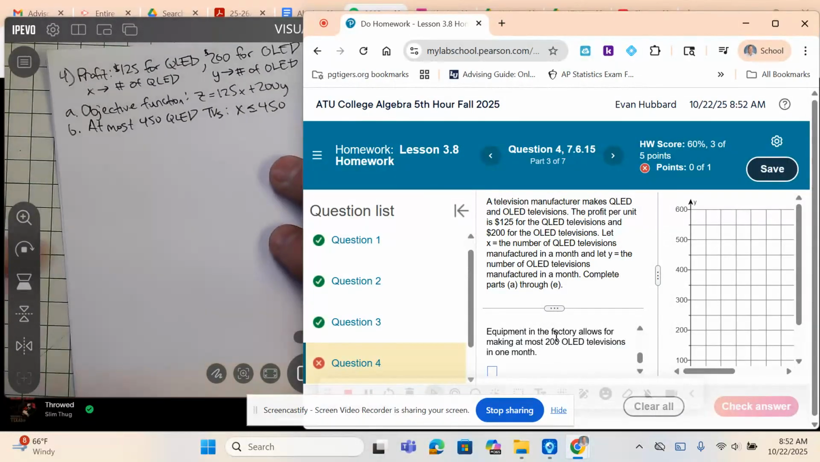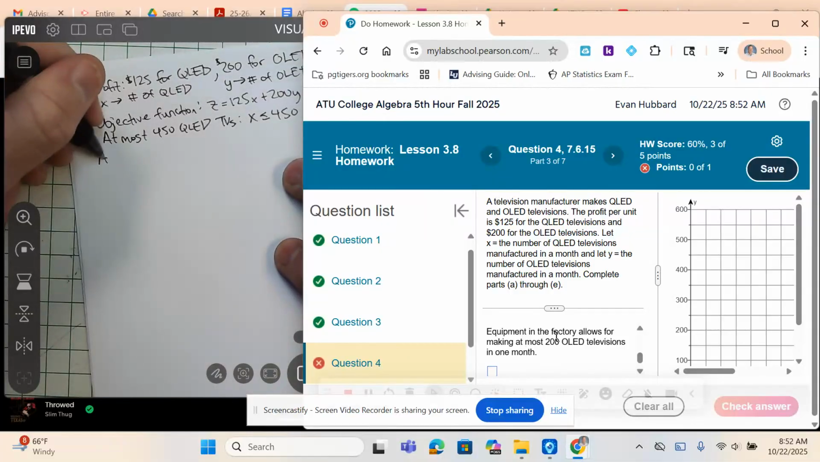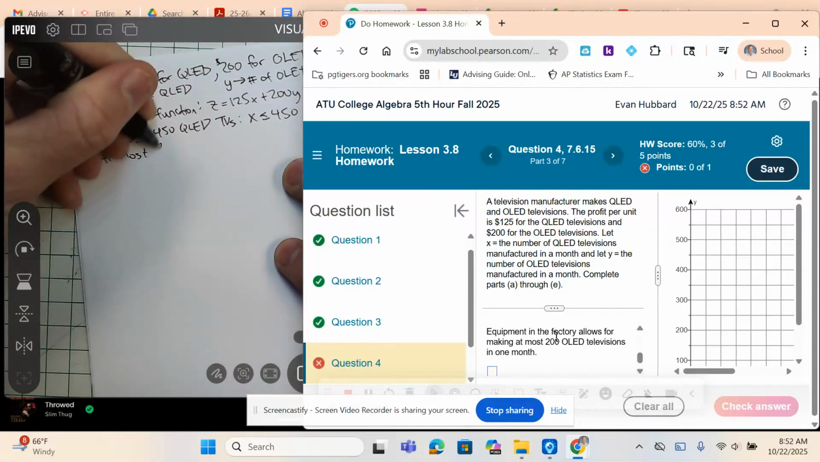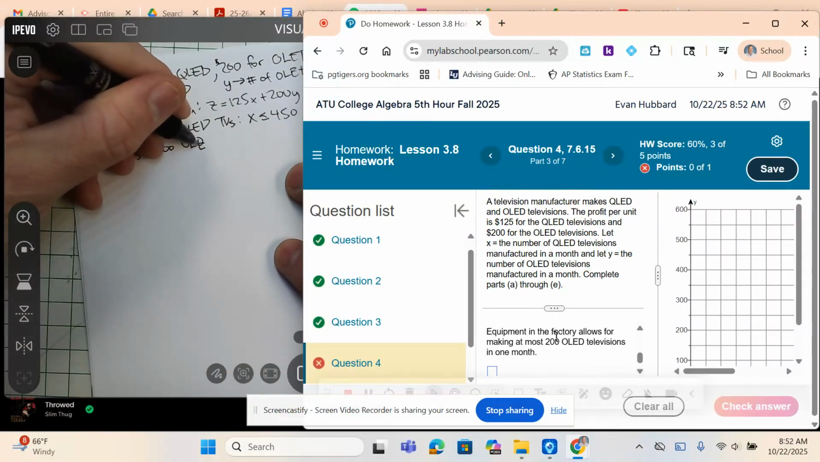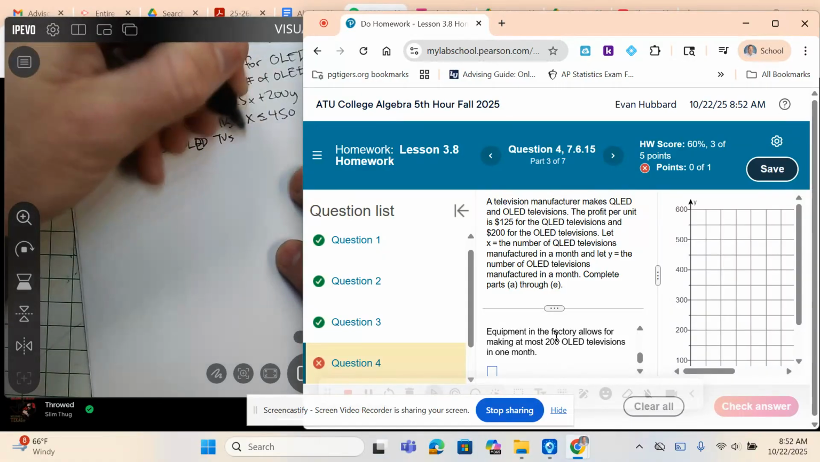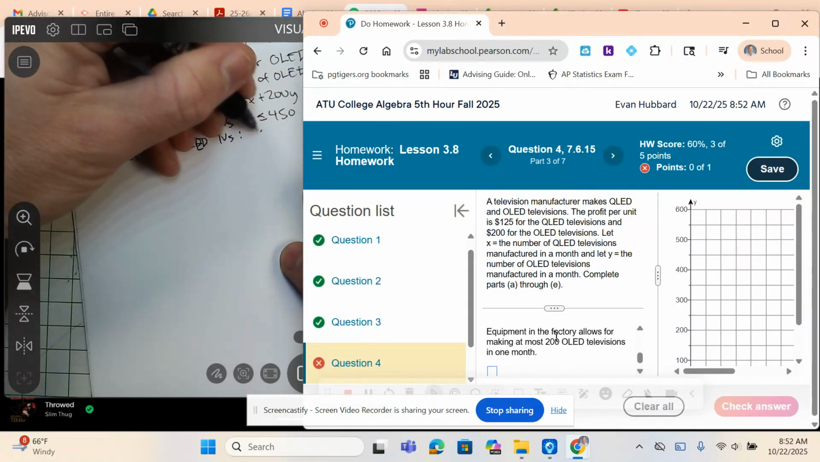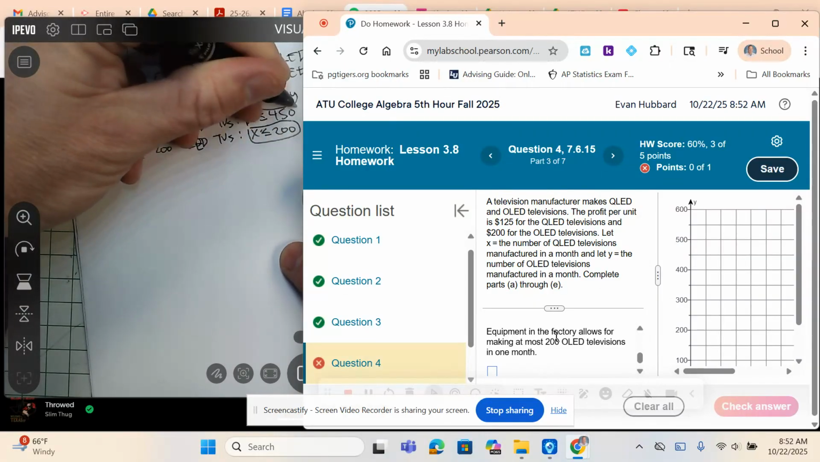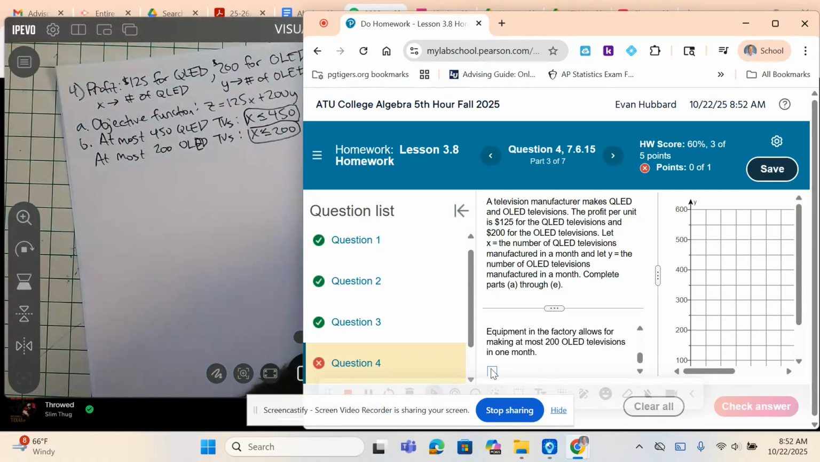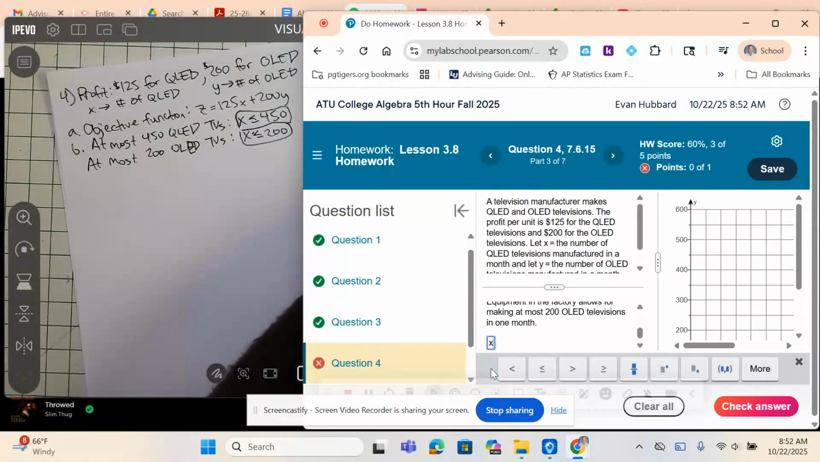They could make at most 200 OLED TVs. So at most 200 would be X is less than or equal to 200.